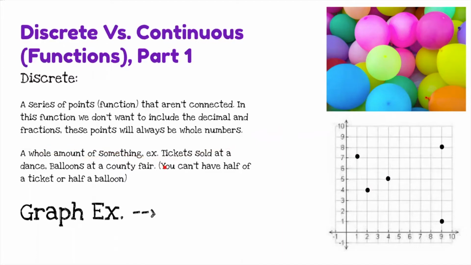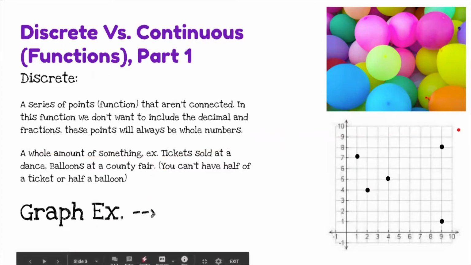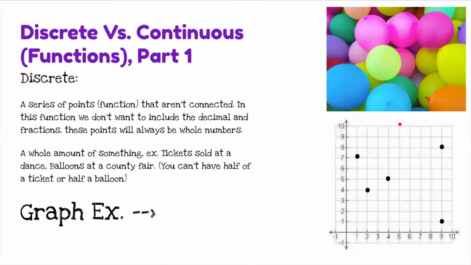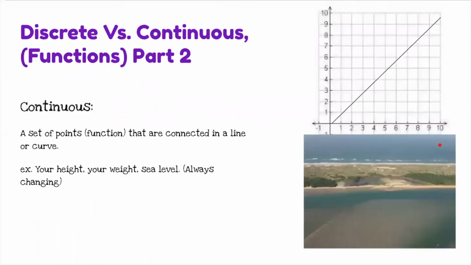So here's an example of a discrete. Tickets sold at a dance or balloons at a county fair. You can't have half of a ticket and you can't have half a balloon. And like I said before, here is an example of the graph. And we do not have any connected points, and they're all standalone points.